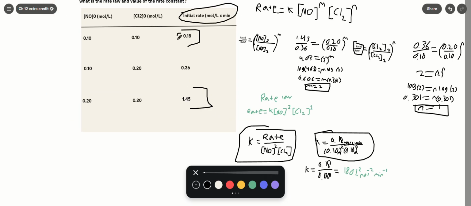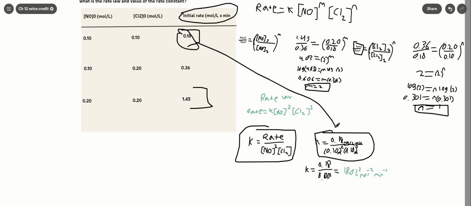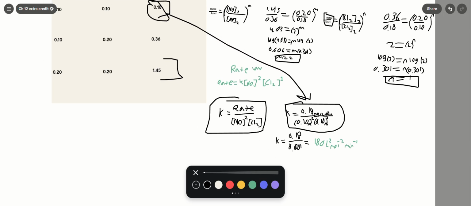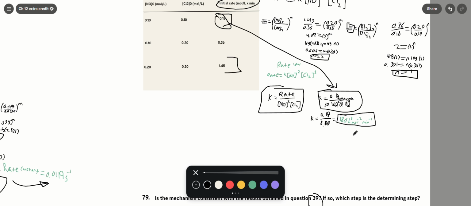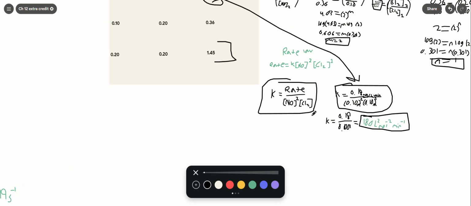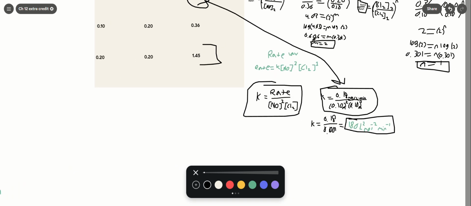You take the rate from here, and then you put it there, and then you solve this and you get K, which would be 180. But that also gives you the rate law with M and N, so rate is equal to K, and so here's the rate law.